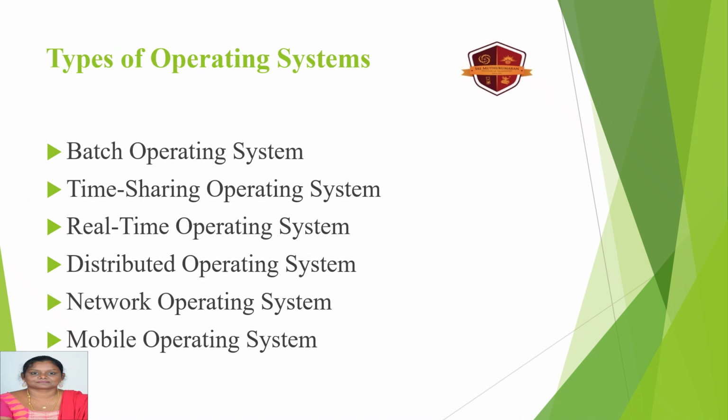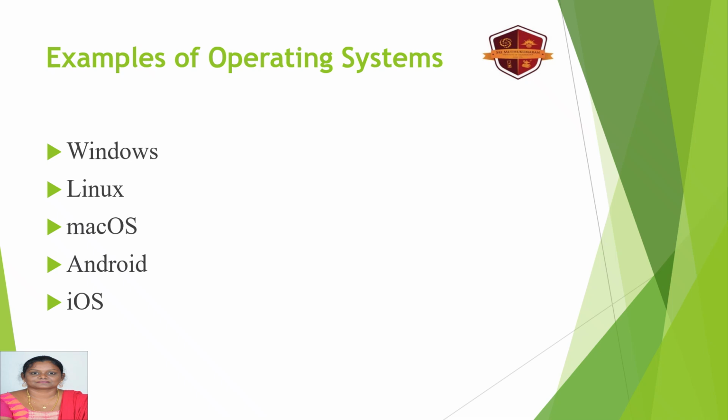And then types of operating system. There are many types of operating systems in use. Some of them are batch operating system, time sharing operating system, real time operating system, distributed operating system, network operating system and mobile operating system. Examples of operating systems are Windows, Linux, Mac OS, Android and iOS.